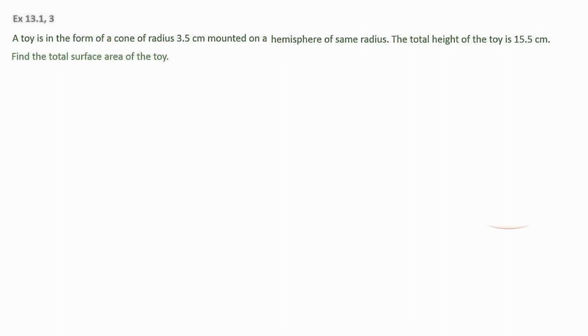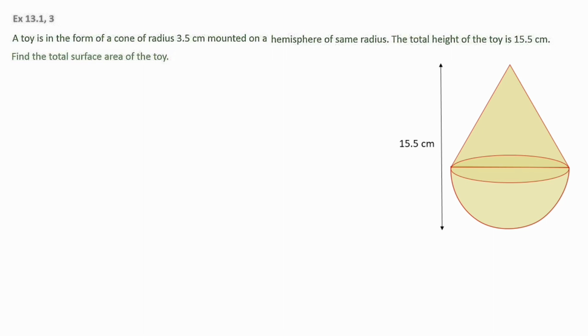And let's visualize the question. There is a hemisphere and a cone is mounted on top of the hemisphere. And the total height of the toy is given to us, 15.5 centimeter. Then the radius is 3.5 centimeter. Means radius of the cone and the radius of the hemisphere both are the same, that is 3.5 centimeter. Now we are asked to find out the total surface area of the toy.